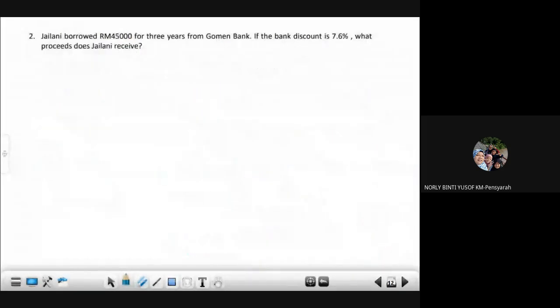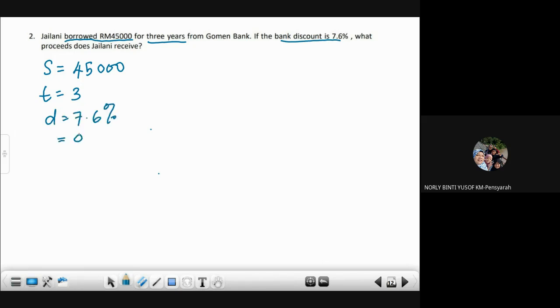Then we go to example 2. Jalan ni borrowed 45,000. So dia pinjam, so this is your loan lah. So S 45,000 for 3 years. So T 3 from government bank. If the bank discount is 7.6%, that means your D rate 7.6%, you change to decimal 0.076.